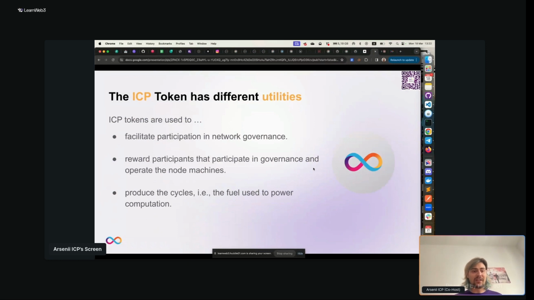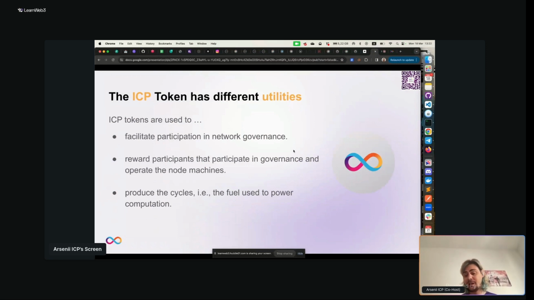Of course, we have a few other utilities of our token. First of all, it is traditional to take part in network governance. And we have produced cycles. Cycles is an analog of gas in Ethereum, but if we compare with Ethereum, for example, when you need to pay a commission in Ethereum, the gas price is converted at the moment of the execution of your transaction. In ICP, you can convert ICP to cycles and just store them in the canister and use the cycles at the time when you need them.